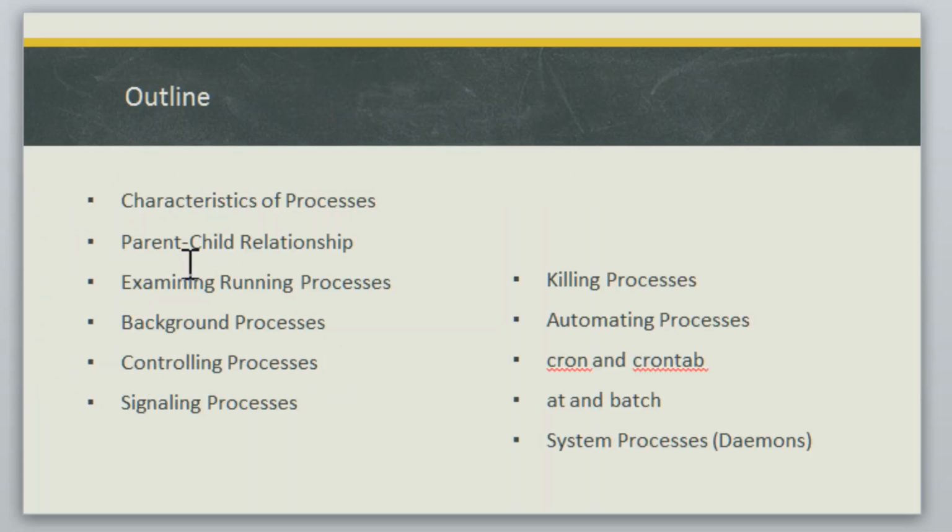Today, we're going to be going over characteristics of processes, parent-child relationship, examining running processes, background processes, controlling processes, signaling processes, killing processes, automating processes, cron and crontab, at and batch commands, and system processes. So guys, basically we're going to be discovering all about processes and how to control them, okay?